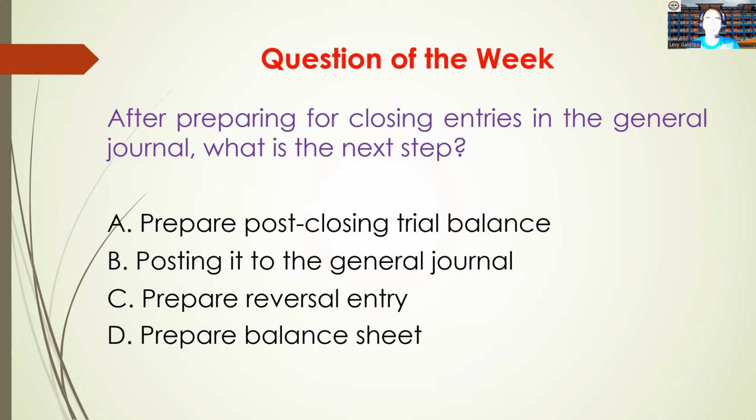And now for the question of the week. After preparing for closing entries in the general journal, what is the next step? Letter A, prepare post-closing trial balance. Letter B, posting it to the general journal. Letter C, prepare reversal entry. And letter D, prepare balance sheet.